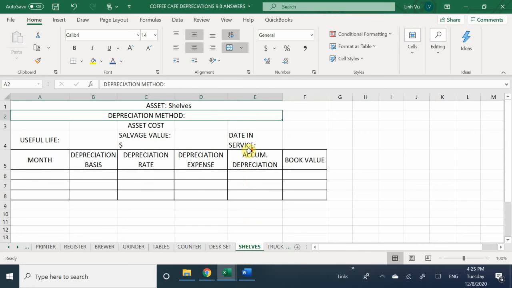All right, lastly, the shelves. Let's go ahead and complete the shelves. So again, it is straight line.